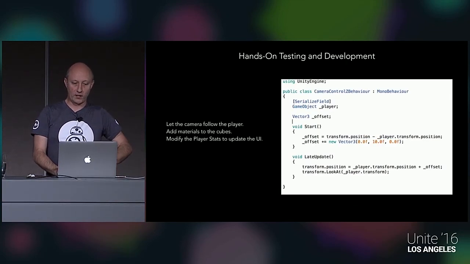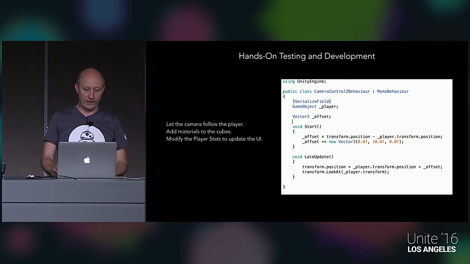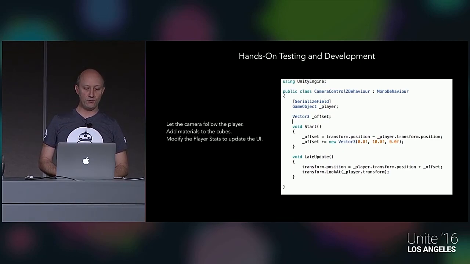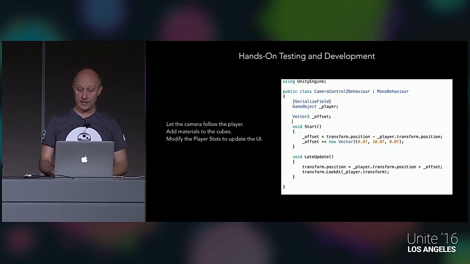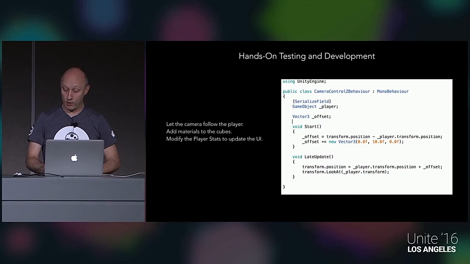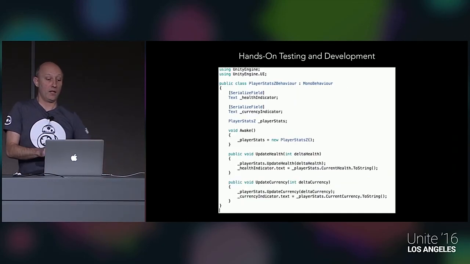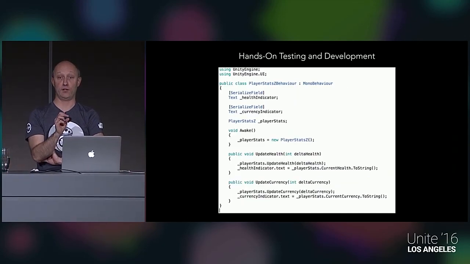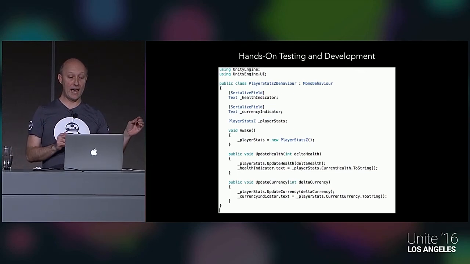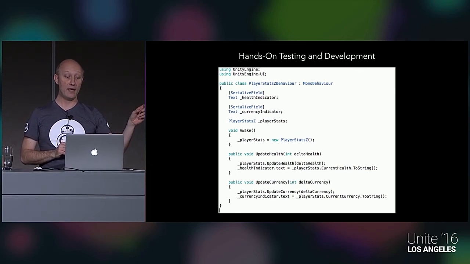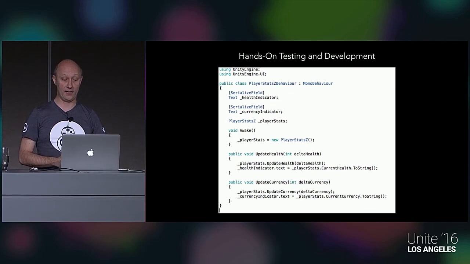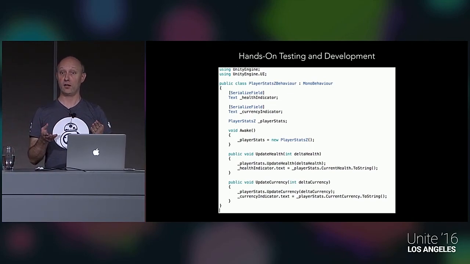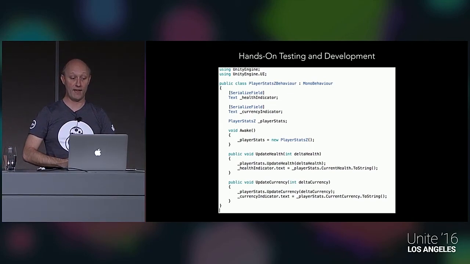We'll move a little bit quicker now. We're going to let the camera follow the player. This is how that works. We're going to add materials to the cubes and modify the player stats to update the UI. That part is actually kind of interesting. I have a player stats behavior so that I can have a text field for your health indicator and a text field for your currency indicator. This is how the player is going to know what their health and currency values are.